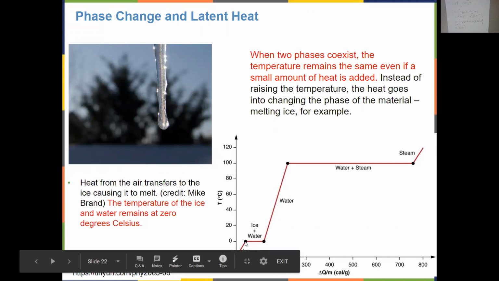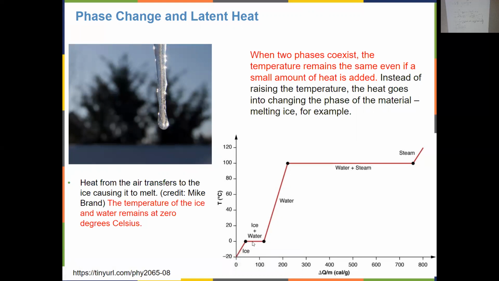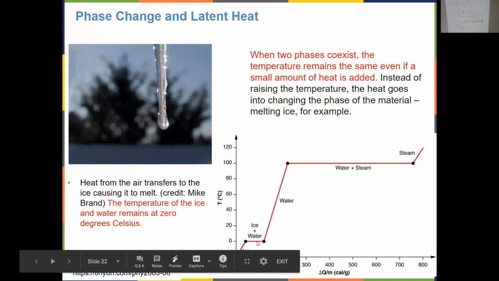At that point, if you keep adding heat into it, the temperature of your ice is not changing, but the form of the ice is becoming partly water, partly ice. Okay, you have a water-ice mixture, and the temperature will remain the same. So in this process, you are having a phase transition. All right, after you add enough heat, then all the ice will melt into water.